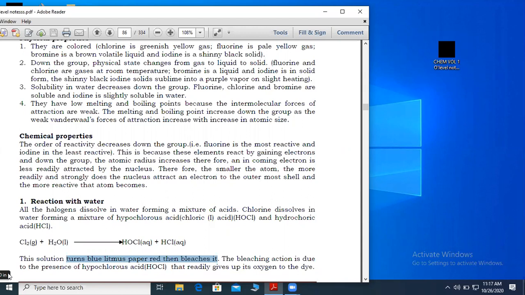So the chlorine solution will turn the blue litmus paper to red. What is responsible for turning blue litmus paper red is hydrochloric acid, because it is an acid. All acids turn blue litmus paper to red. Then hypochlorous acid does the work of bleaching. So what was observed? The solution turns blue litmus paper to red and then bleaches it.